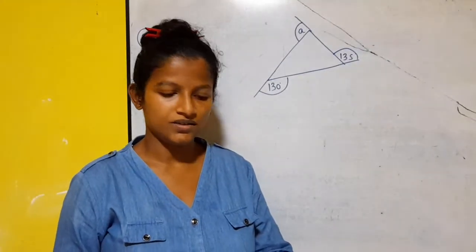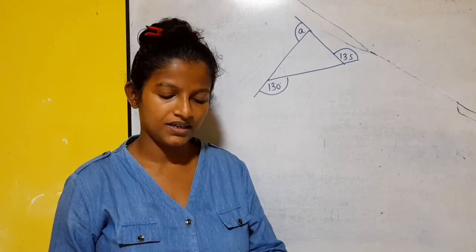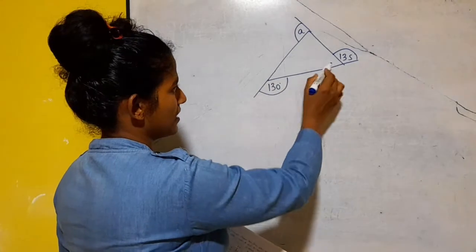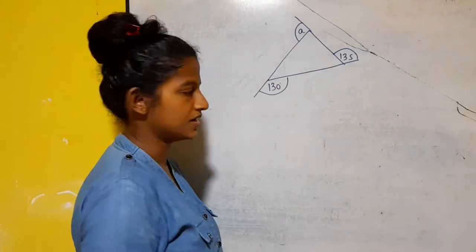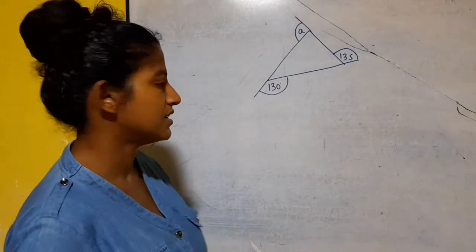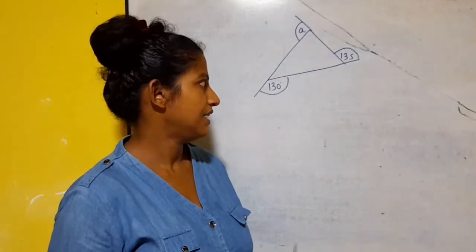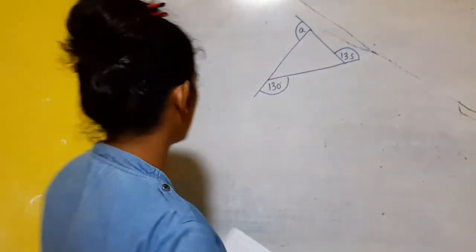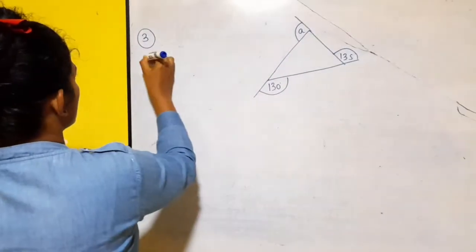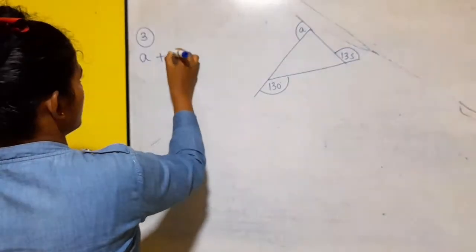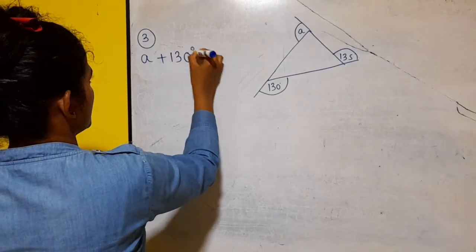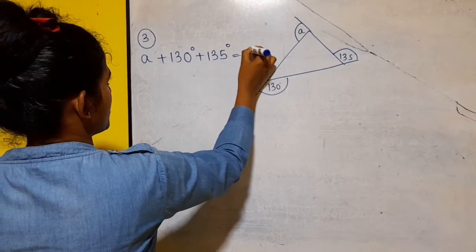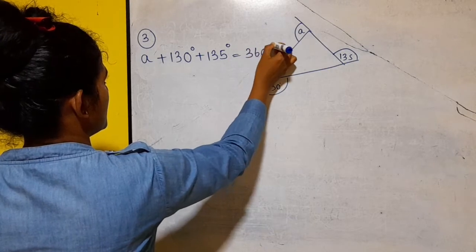Third question. Find the value of A in the given figure. In this figure, all the marked angles are exterior angles. So we know that exterior angle sum of any polygon is 360 degrees. So you can write the equation A plus 130 degrees plus 135 degrees is equal to 360 degrees.